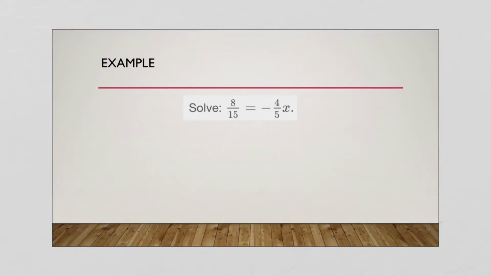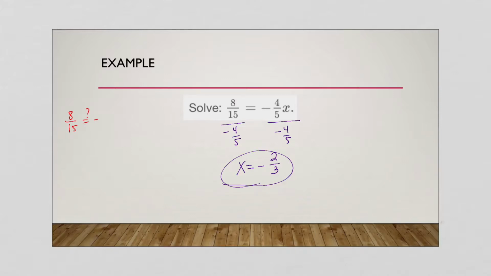Alright, so this problem, you could do it either way that I just showed you. So you could either multiply by the reciprocal, which is negative 5/4, or you could just divide both sides by negative 4/5 and type it into your calculator properly. Now you have to be careful when you type this in. Top number goes first. So on my calculator, 8 fraction 15 divided by -4 fraction 5 and hit enter, and I get that x is equal to -2/3.